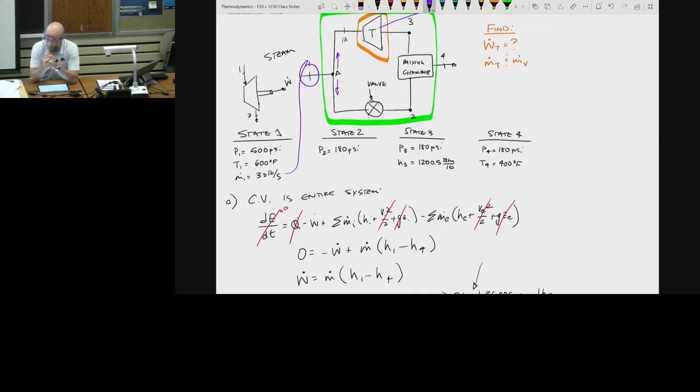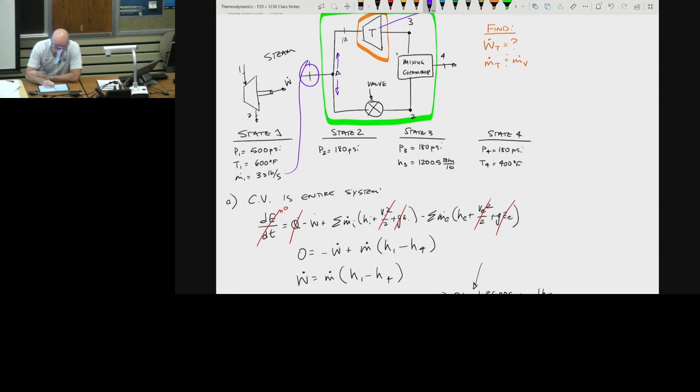Okay? Now, let's talk about this valve here. What do we know about a valve, which is another word for a throttle? What do we know about those? When we see those, what can we say? The enthalpy remains the same before and after. Okay, the enthalpy remains the same before and after.